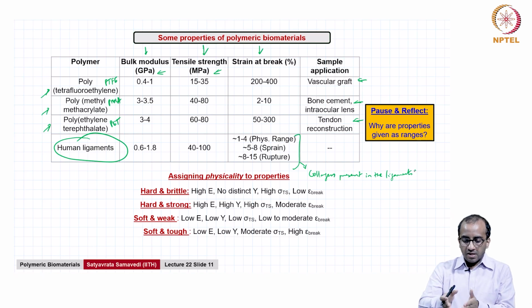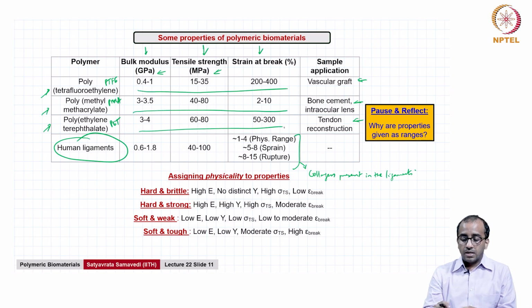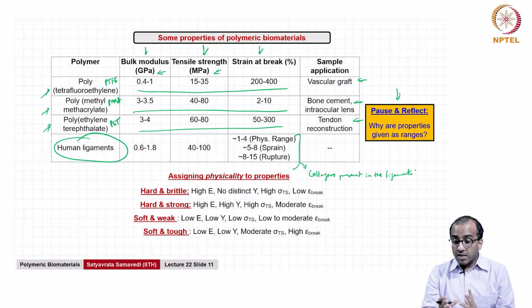So you see, depending on the application, we get very different properties based on the material we are using. And one question to ask here is, why are we not listing these as specific numbers and why are we listing these as ranges? So that is the question that I would suggest that you pause and reflect upon at this point. Why can't we list these as exact numbers? Why are we listing them as ranges? And the reason for that is multifold.